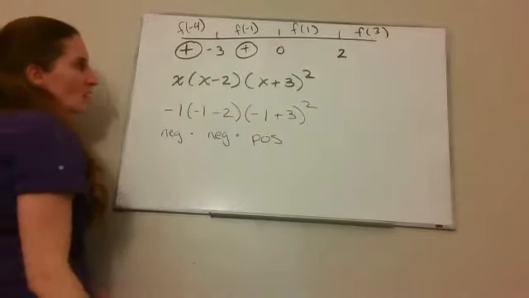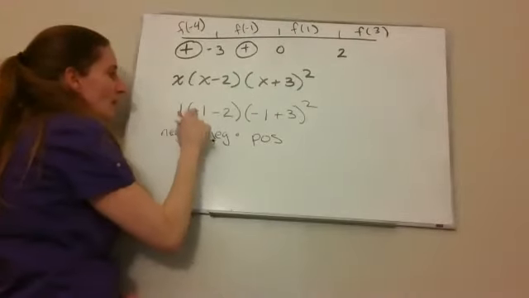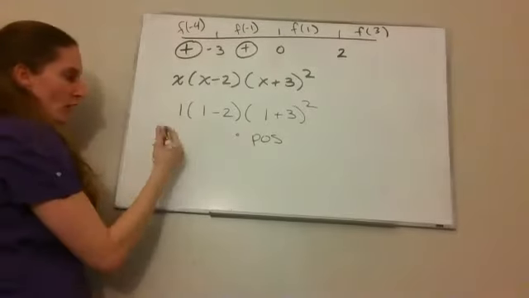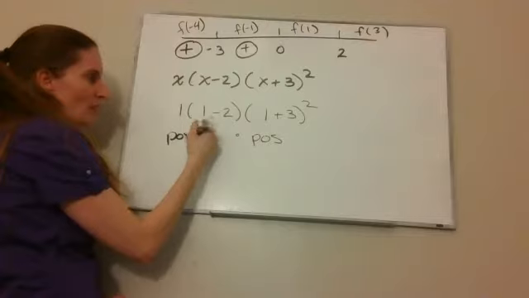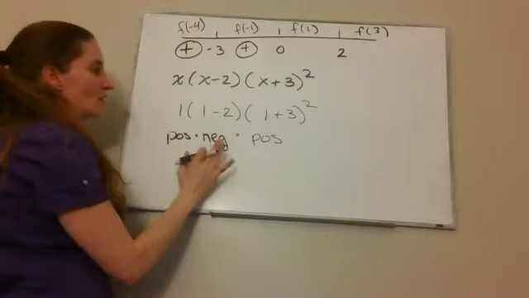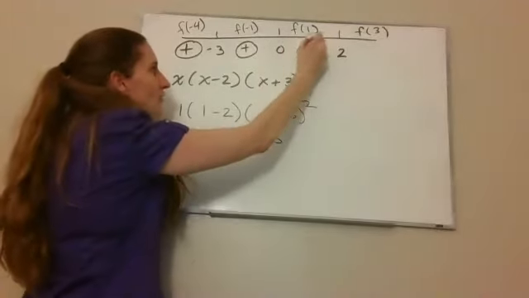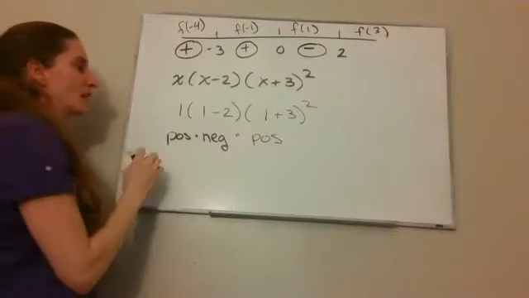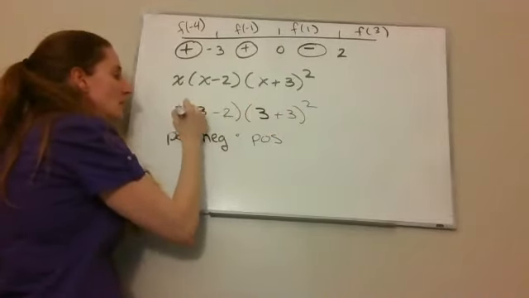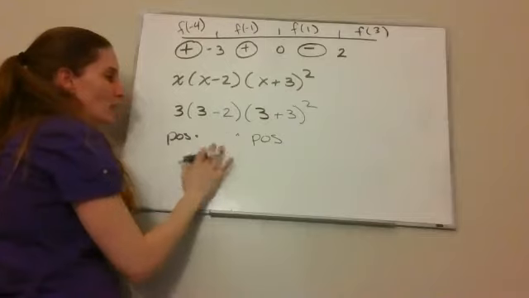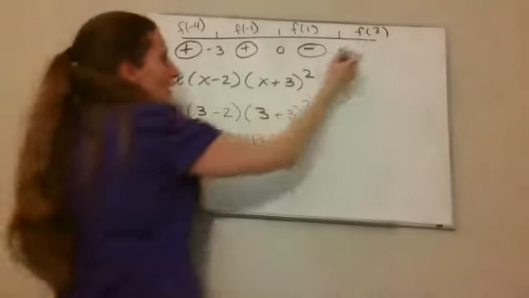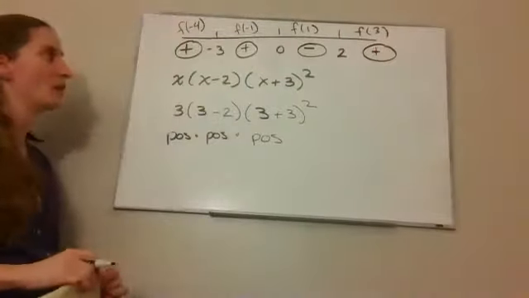Well, now what if I use positive 1? Erase all those negatives. 1 is positive. 1 minus 2 is negative. 1 plus 3 squared is positive. Positive, negative, positive is negative. And last, let's see what happens when we plug in 3. 3 is positive. 3 minus 2 is positive. 3 plus 3 squared is positive. And all those positives multiplied together is positive.